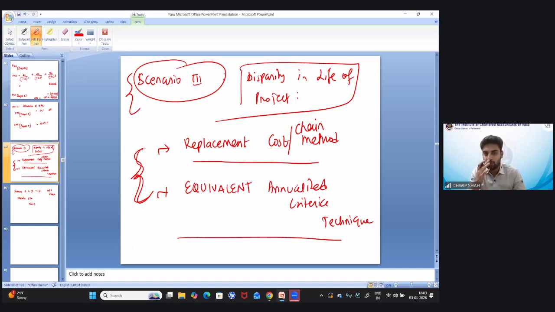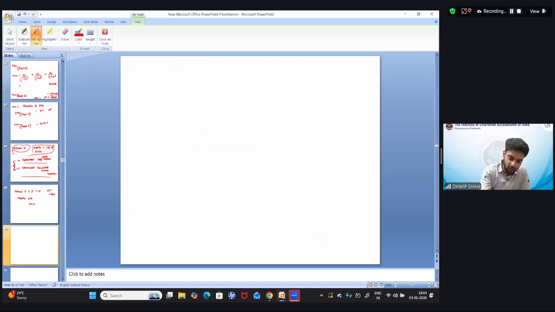ठीक है? So these two methods will help you in deciding, कि मान लो there are two projects with different life. तो straight forward you cannot decide कि कौन से project में we should invest. Just by looking at their NPV you cannot make any random decision. You have to see, there is a difference in life. How to resolve this? For that, we have to consider these two techniques, replacement chain method and equivalent annualized criteria technique. Now let's see what the replacement chain method is all about.